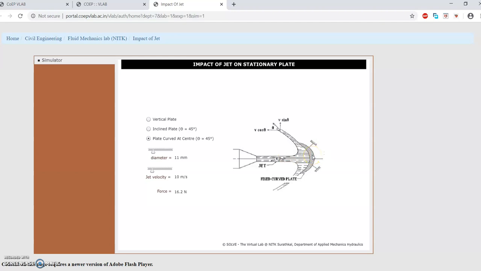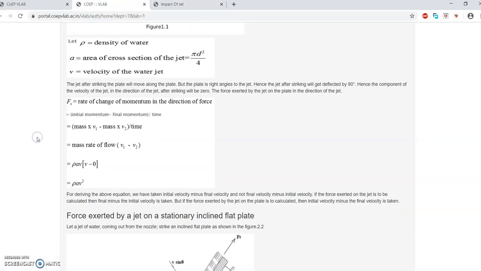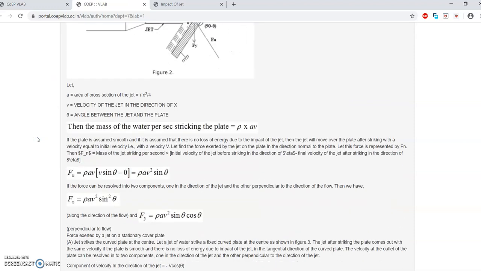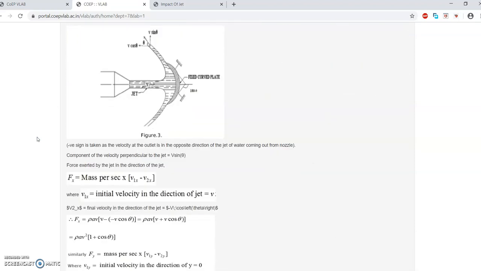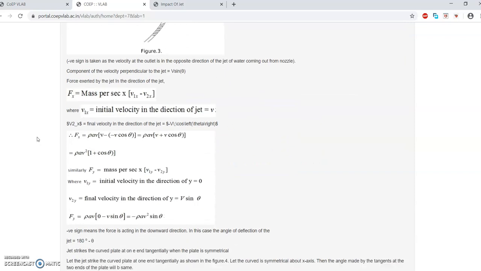So it's a useful finding which we can use for design purposes. If you want to design a blade here, it is useful that the blade should be a curved one. If you want to find out the answer, then you will have to refer to these derivations here, the formulas here, so you can understand from that.